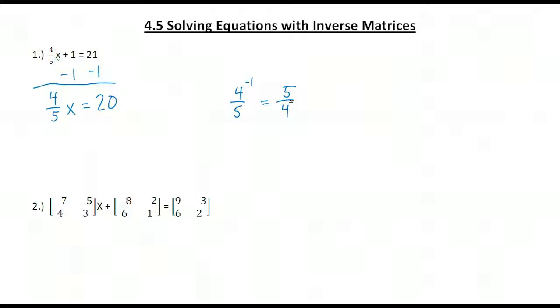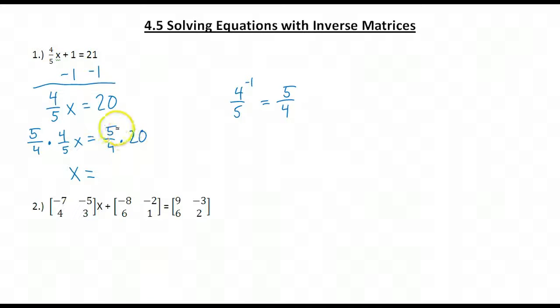5/4. So to get rid of 4/5 times x, I'm going to multiply both sides of my equation by the inverse. Now when I multiply by the inverse, I end up with 1. Any number times its inverse is the identity 1. And 1 times x is going to be x. So this 5/4 times 4/5 doesn't disappear. It really turns into 1, which turns into 1 times x, which turns into just x.